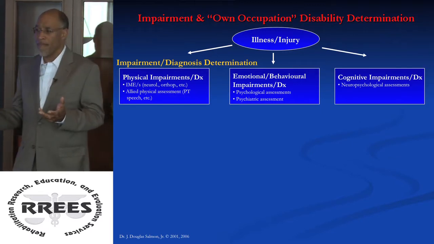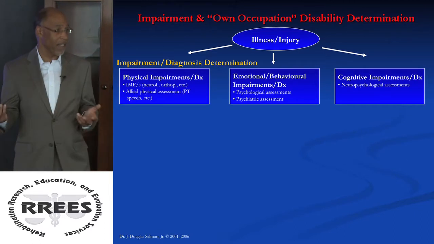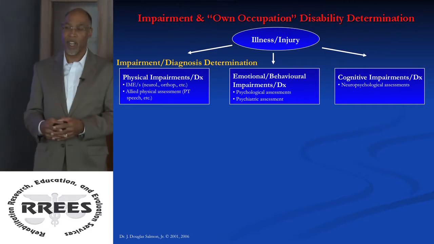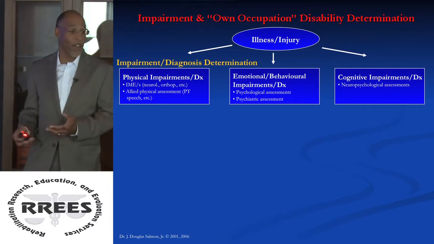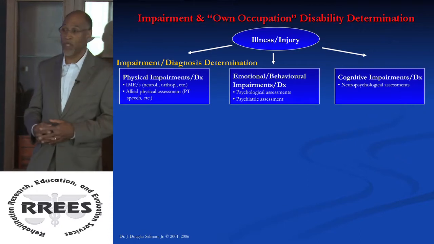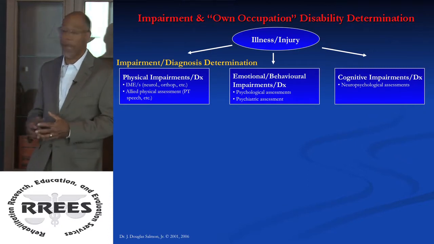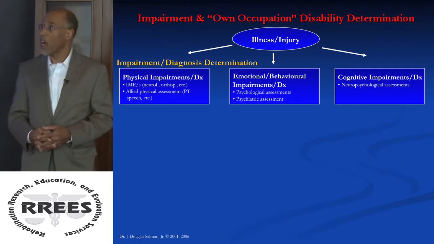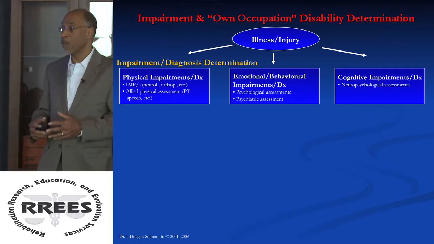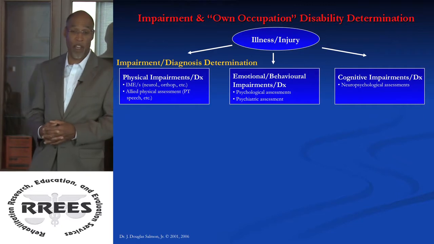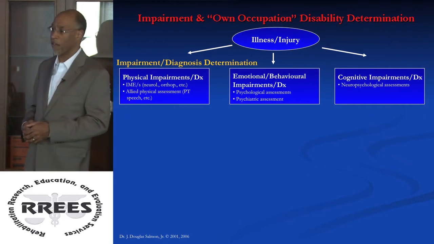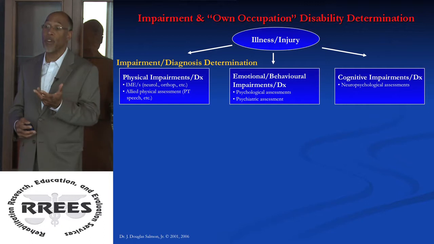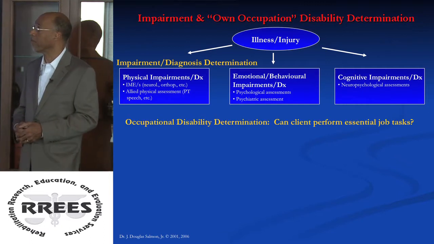So I think all of you know basically how to assess these. This is no secret. The physical ones, you just find related specialists in those specific areas. Emotional, behavioral, or the psychological and psychiatric assessments. And the cognitive tend to be most typically through neuropsychological evaluation, or a broader cognitive evaluation without it being really neuro in orientation.